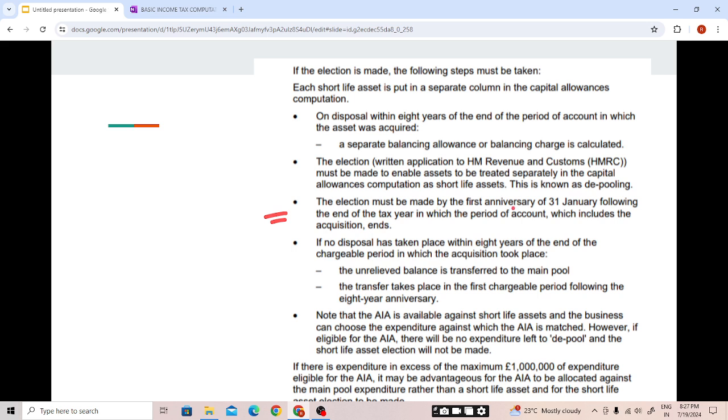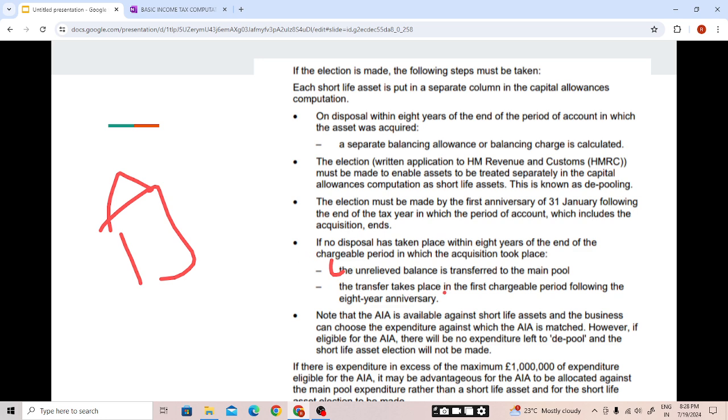That is, by the first anniversary of 31st January following the end of the tax year in which the period of account ends. If no disposal has taken place within 8 years of the end of the chargeable period in which the acquisition took place, the unrelieved balance is transferred to the main pool. So if we have treated the asset as a short life asset pool and we are not able to sell the asset within 8 years, then the unrelieved balance is transferred to the main pool.